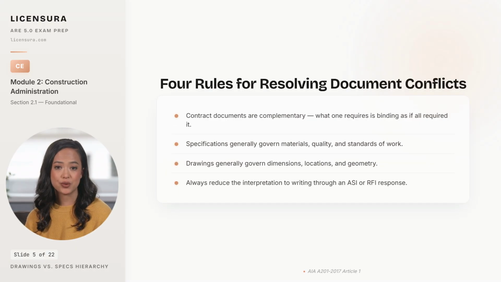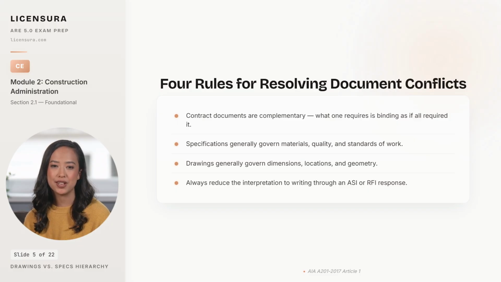4 rules govern how you resolve conflicts between drawings and specifications, and every one of them is written into A201 Article 1. The first is that the contract documents are complementary. What is required by any one of them is binding as if required by all of them, which is the contractual default that keeps trivial inconsistencies from triggering claims. The second is that specifications generally govern materials, quality, and standards of work, because that is the level of detail specifications are written to control. The third is that drawings generally govern dimensions, locations, and geometry, because that is what drawings are built to convey.